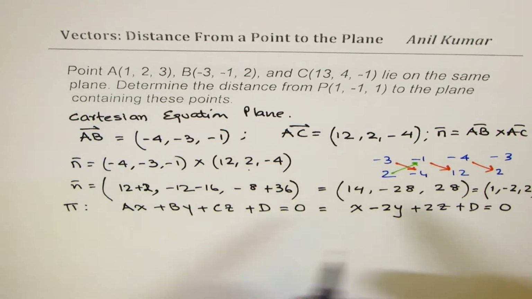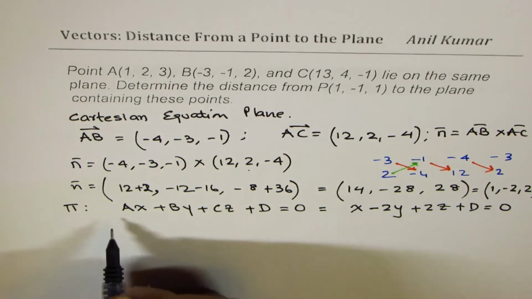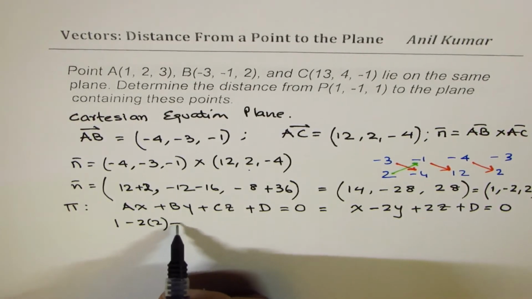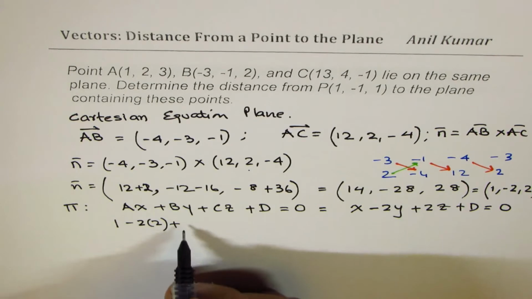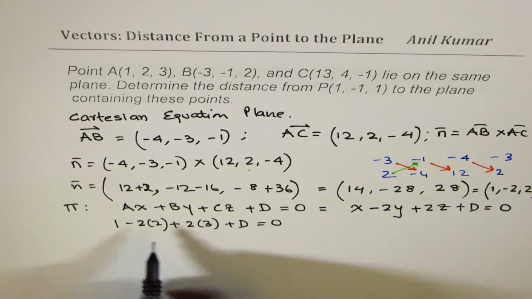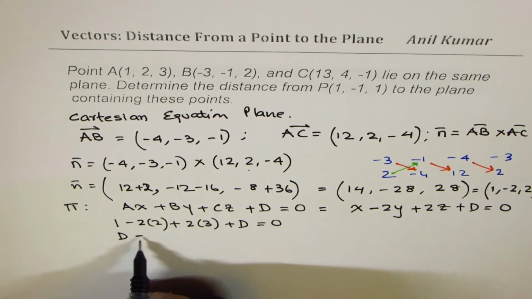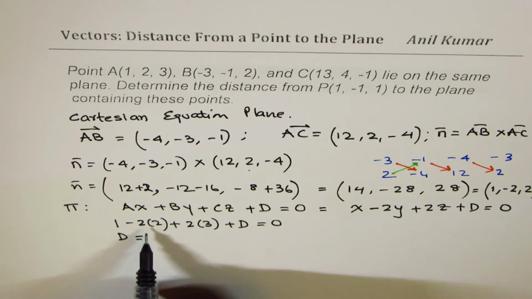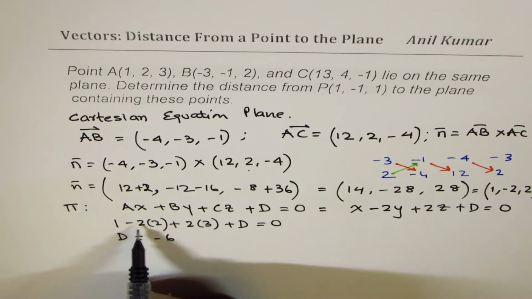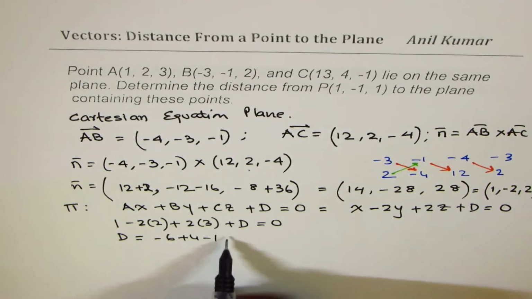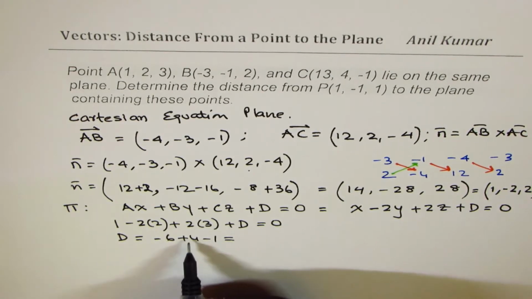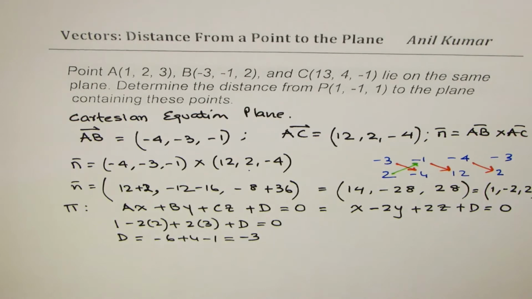Let me take A as (1, 2, 3) here. In that case, substituting 1 for x, 2 for y, so -2 times 2, plus 3 for z, 2 times 3, plus D equals 0. That gives us the value of D. We have 2 times 3 as 6, let me take it to the other side, -6, 2 times 2 as 4, -1, which is -7 plus 4, which is -3, right? So that becomes the value of D.